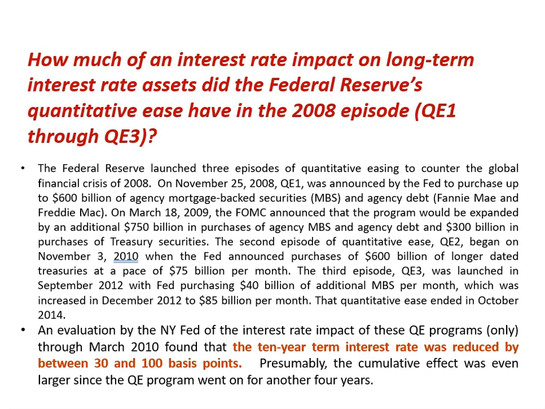How much of an interest rate impact on long-term interest rate assets did the Federal Reserve's quantitative easing have in the 2008 episode from QE1 through QE3? The 3 bouts of quantitative easing in 2008 through 2012, which added almost $3 trillion of liquidity to the banking system, was estimated by the NY Fed only through QE2 to have reduced the 10-year Treasury yield by between 30 to 100 basis points, and probably at the higher end of that range and above, accounting for the QE3 quantitative easing.